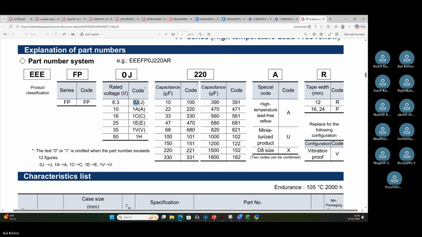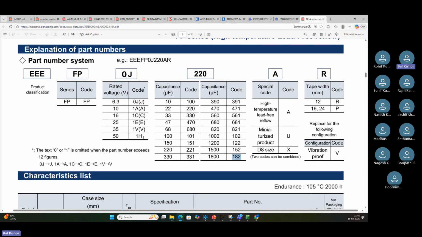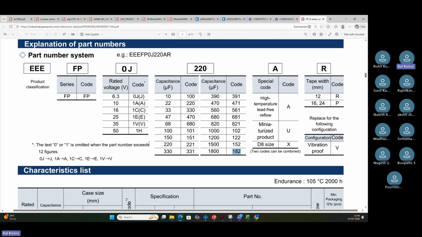Okay. Then what is the value that you want? Let us say if you are writing 220, it means it will be 22 microfarad. Similar to that, up to 1800 microfarad is available. If you want to write 182, it will become 1800 microfarad. Okay. And yeah, that's all. So these are the things that you have to take care of while writing the part numbers.